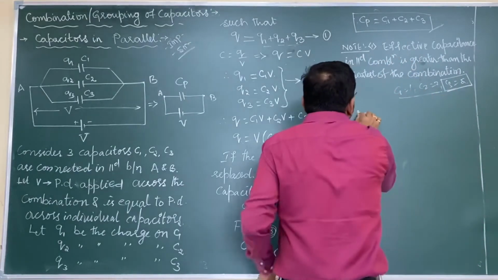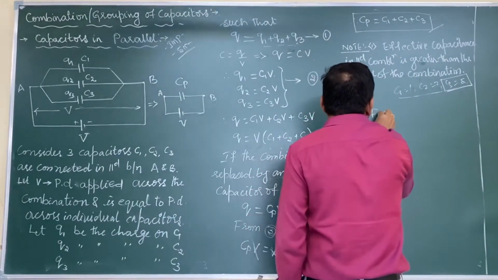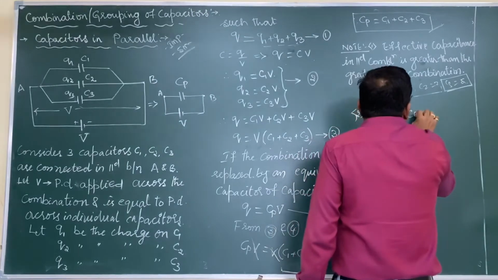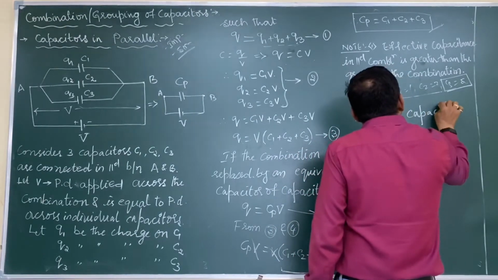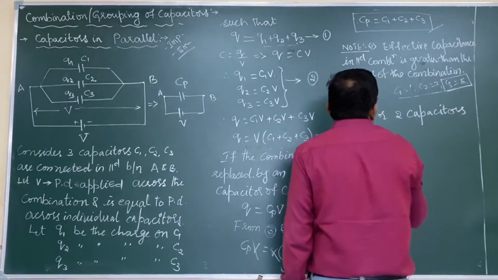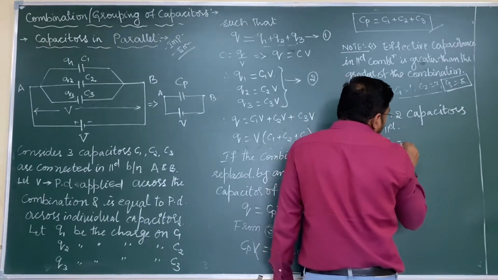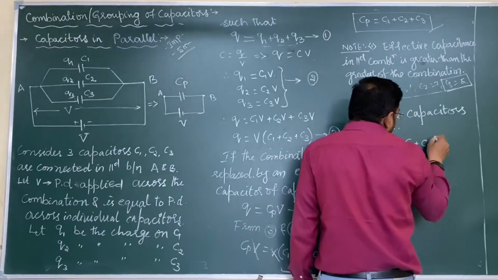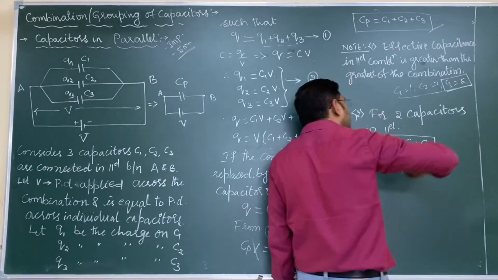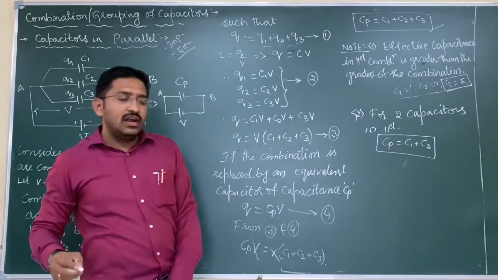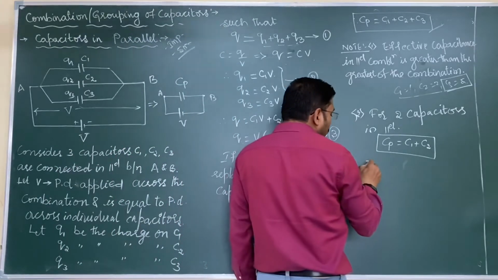Next, for two capacitors in parallel, we have Cp is equal to C1 plus C2. Okay? Just add the two and it's done.